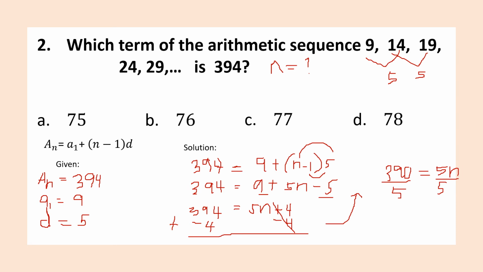Okay, kasi 5 divided by 5 is equal to 1. So, bale, ang sa right side ng equal sign natin or equation is n na lang. Okay, and then let's divide 390 divided by 5. 39 divided by 5 is 7. So, that is 35. Meron tayong remainder na 4. So, 40 divided by 5 is 8. So, the value of n is 78. And that is letter D.